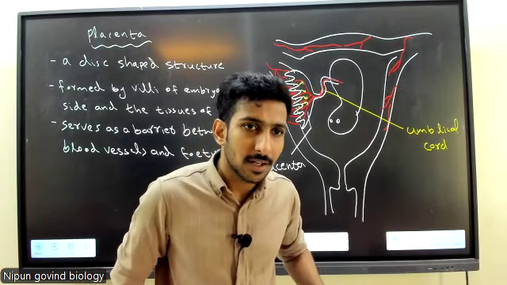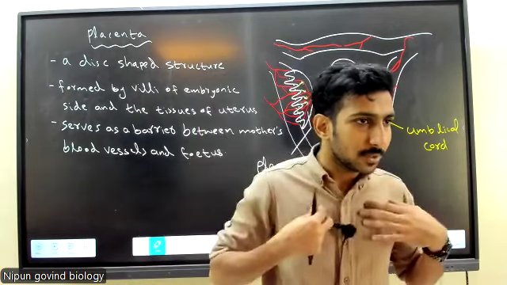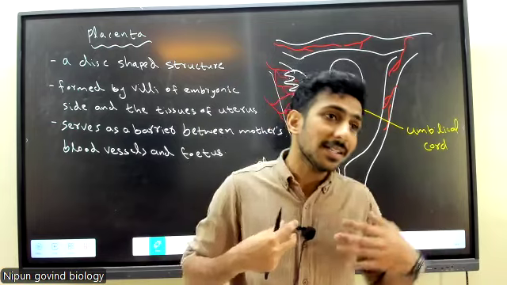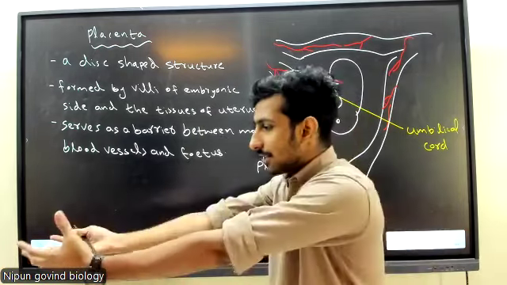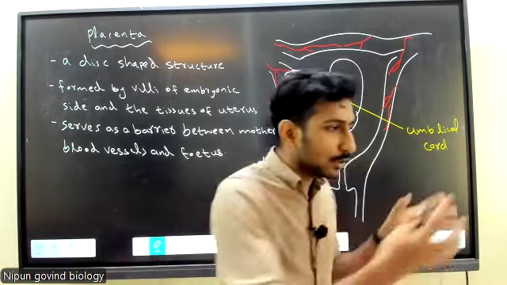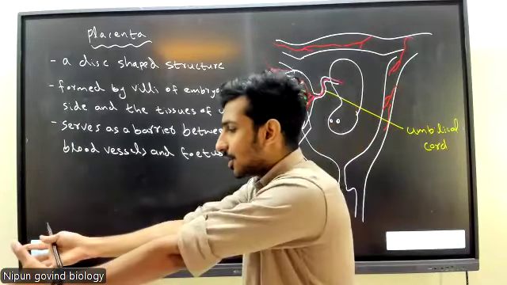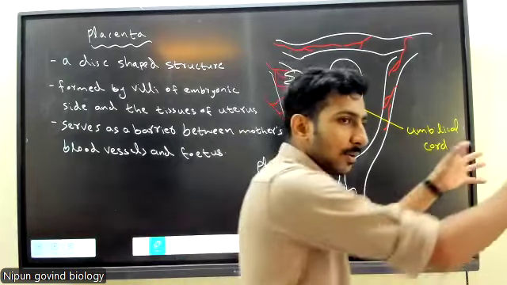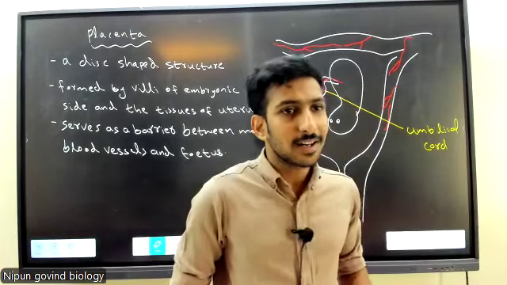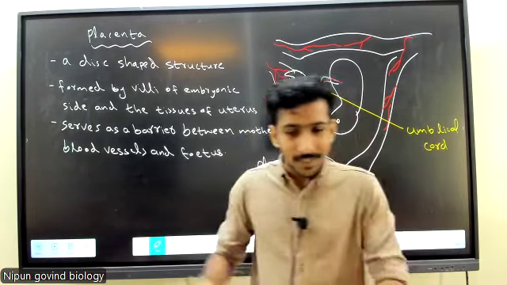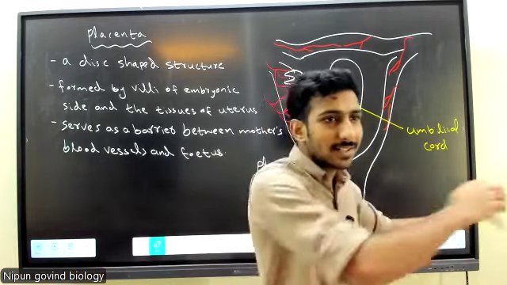Got it? See, for example, I'm not the fetus, I'm the placenta. What is my function? Taking nutrients from mother's blood and giving to fetus. Understood? What is my function? Taking oxygen from mother's blood and giving to fetus. What is the function of placenta? Transport of substances between mother's blood and fetus, isn't it?